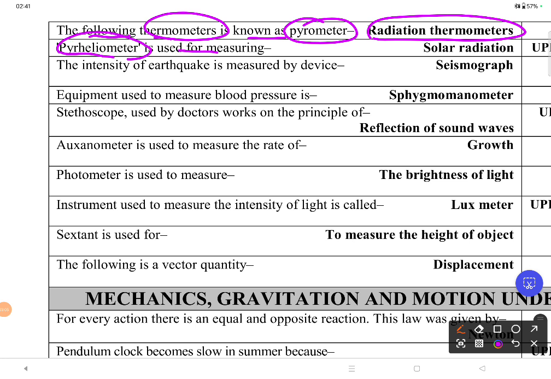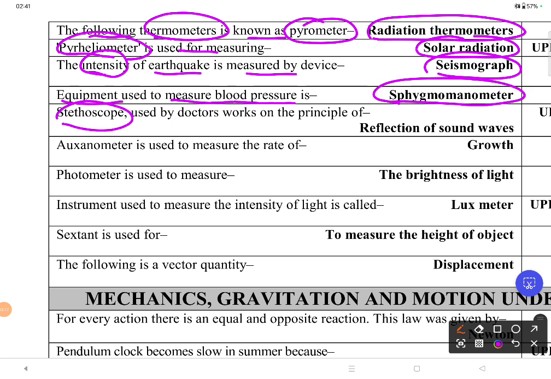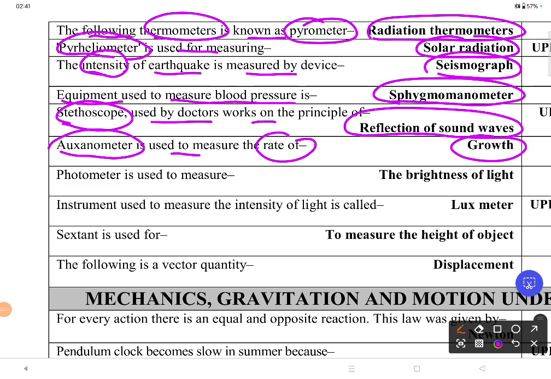Pyroheliometer is used for measuring solar radiation. The intensity of an earthquake is measured by the device seismograph. Equipment used to measure blood pressure is the sphygmomanometer. The stethoscope used by doctors works on the principle of reflection of sound waves. Oxynometer is used to measure the rate of growth.